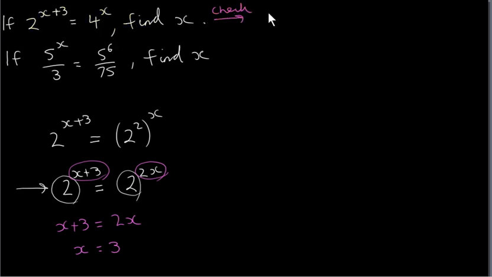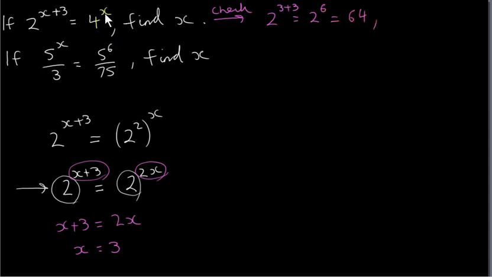So I'm going to write this out, but I'm going to replace x with 3. So we get 2 to the power of 3 plus 3 on the left hand side. Well, that's just 2 to the power of 6. You can work that out if you like. 2 2s are 4, 2 4s are 8, 2 8s are 16, 2 16s are 32, 2 32s are 64. That's the left hand side.